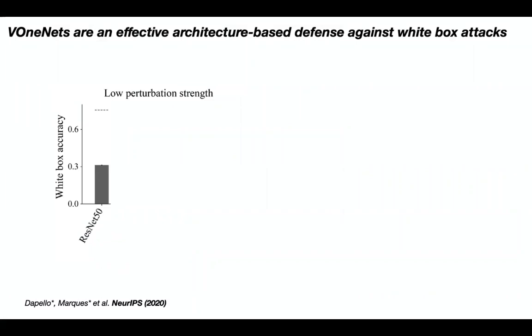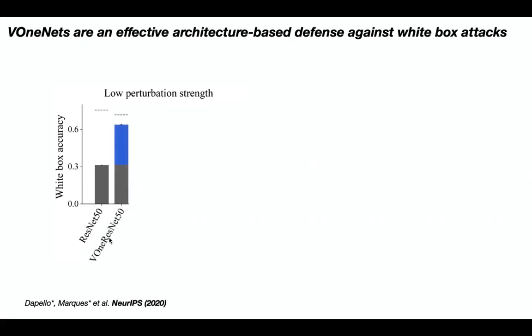And this is the last part of the motivation, because I told you that our goal was to develop models that were more robust. Here I'm showing ResNet 50, which is a very commonly used neural network for object recognition trained on ImageNet. The gray bar represents the accuracy under a very weak white box attack. The dashed line is the performance without any attack, so the clean performance. So you can see that this model's performance is less than 50% under a very, very low perturbation strength.